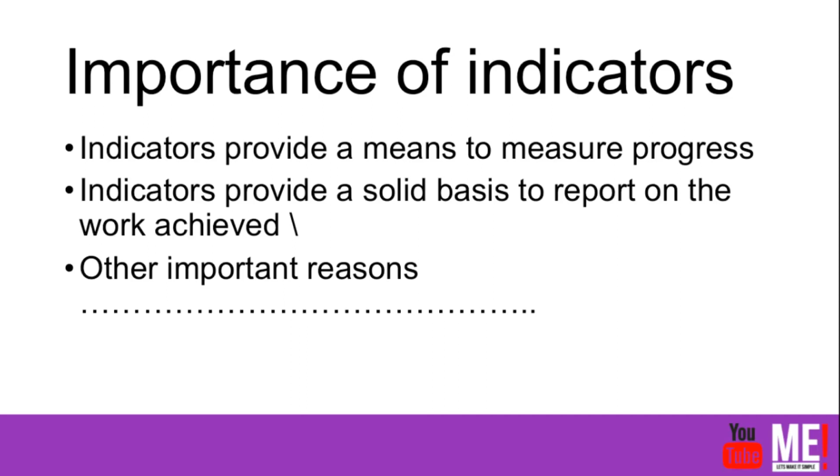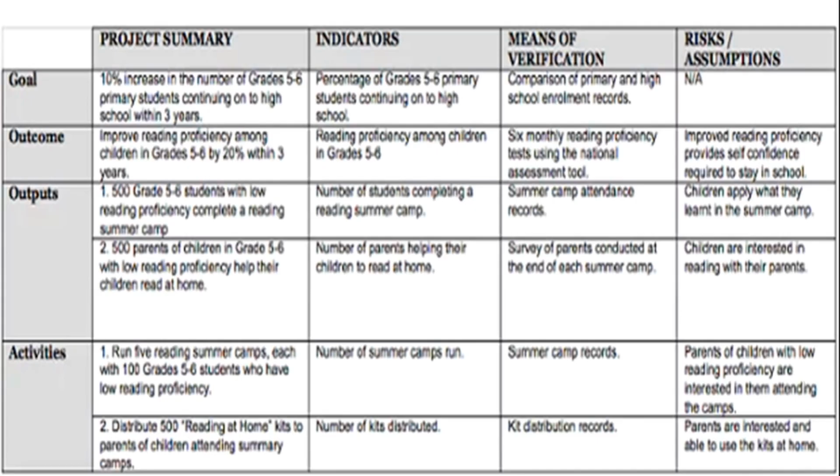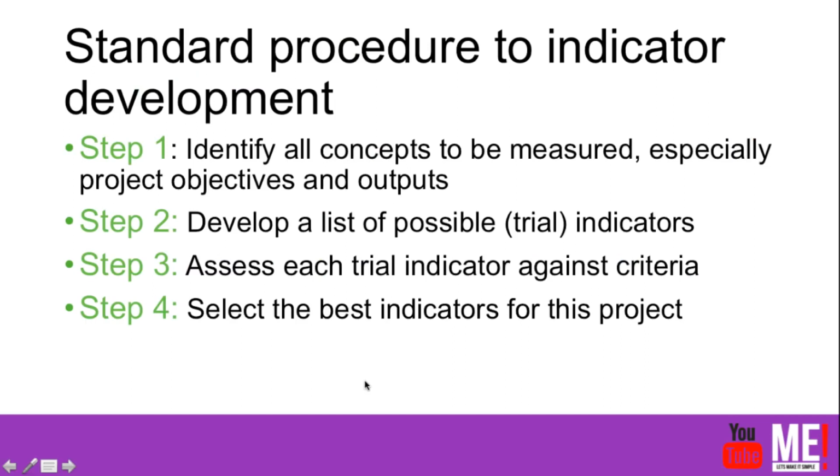So indicators provide a means to measure progress. Indicators provide a solid basis to report on the work achieved. And there are also other important reasons which you can explore, but I'm sure you get the main point. These are meant to make your life easier. So back to the log frame. If you look at the log frame right now, there are indicators for the goal, the outcome, the output, and activities. All these list all the indicators.